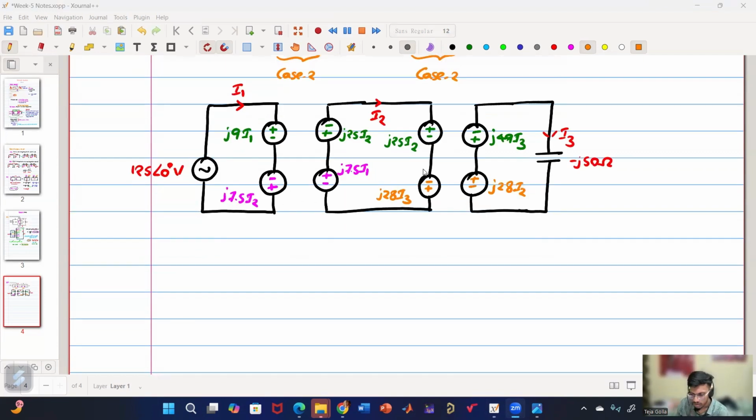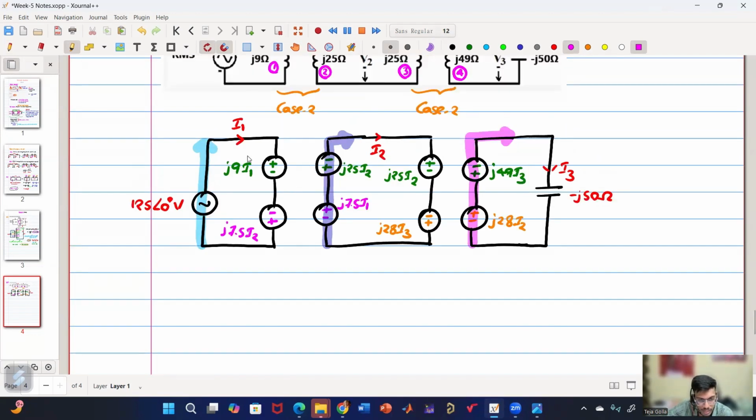Okay, any doubts? Yes, sir. Suppose I1 and I2 are in case 1, then is the mutual inductance the same polarity or opposite, sir?